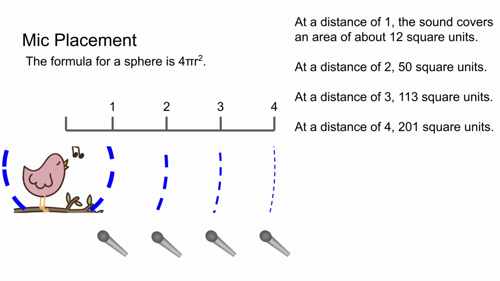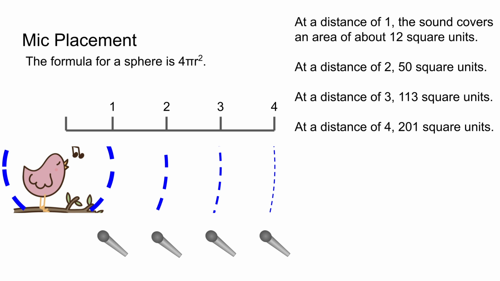So if we imagine in this example, we have a bird singing and we have placed 4 microphones at various distances. And it doesn't matter what that distance is. That distance could be feet, it could be yards, it could be kilometers, it could be football fields, it could be bananas, as long as we're measuring a consistent distance. Let's pretend that this is yards. Okay, so we're going to have a microphone at 1 yard, 2 yards, 3 yards, and 4 yards from that bird.